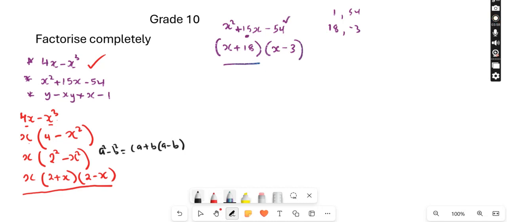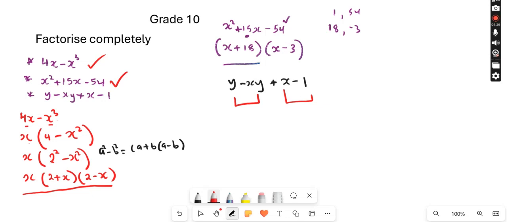When we go to the last part, let us mark this one. The last part, we are given y minus xy, then plus x minus 1. How do we factorize this? We factorize this still by grouping. You take 2, like this one and this one.